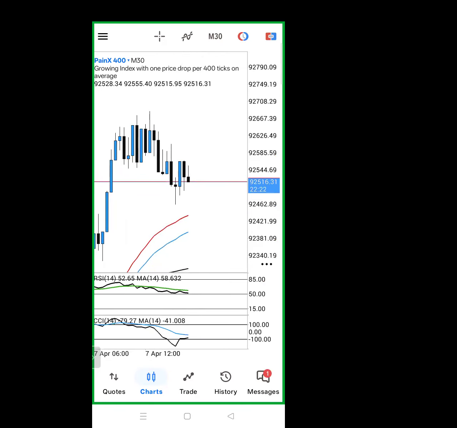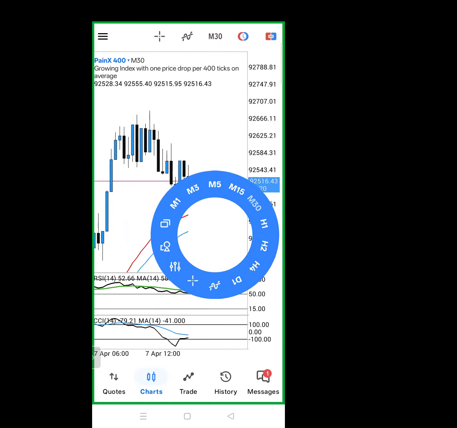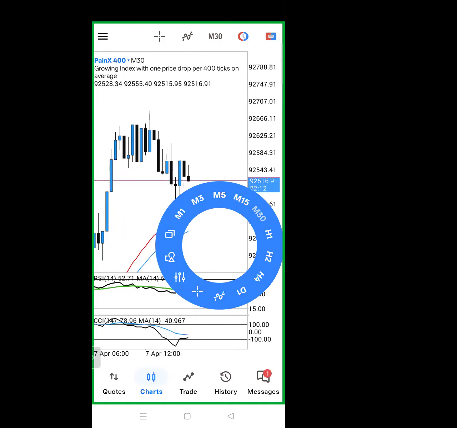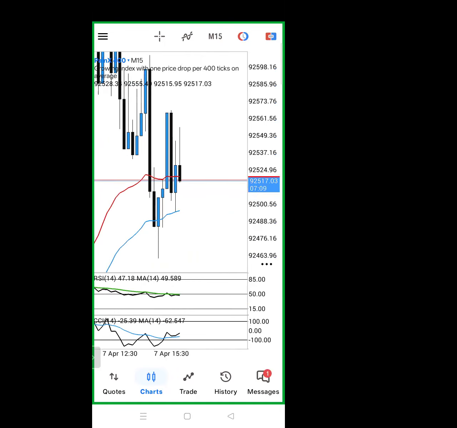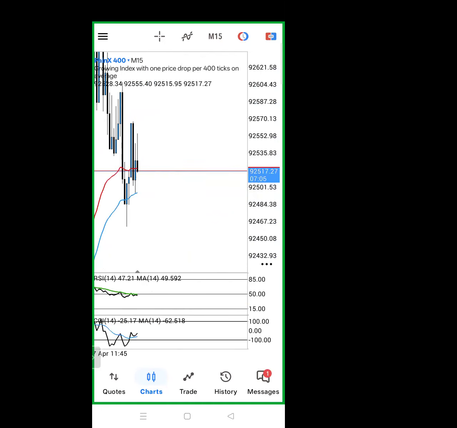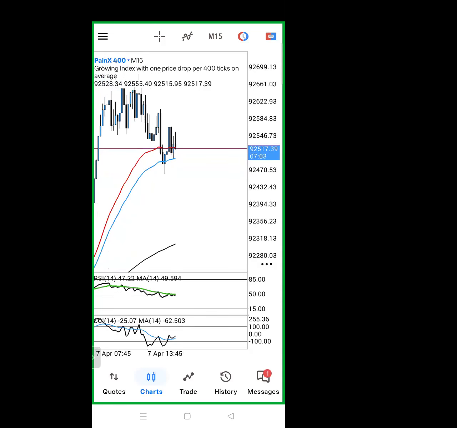Okay, so right now on this 30 minutes, the oscillator is yet to get ready. We want to see a cross, but let's not see 15 minutes. Okay, so this guy already crossed. This guy already crossed. The CCI, he already got a cross already.